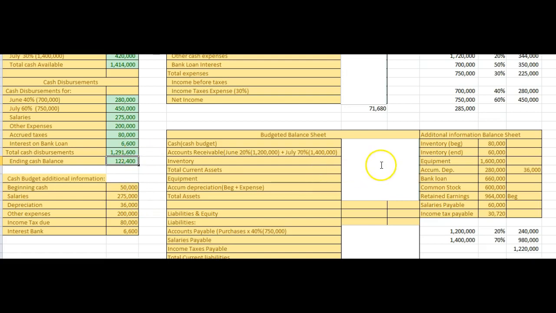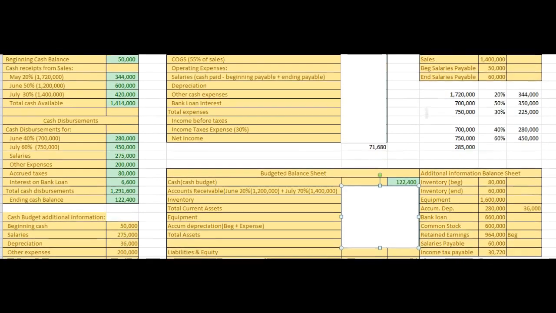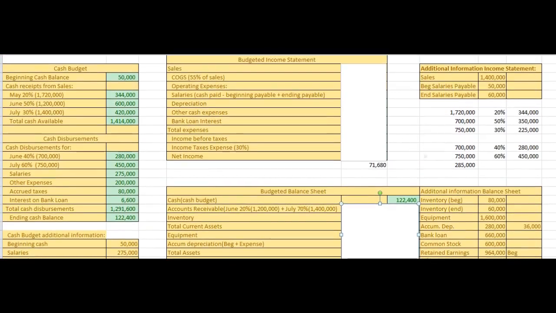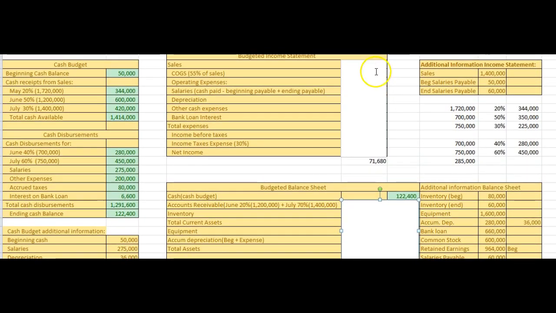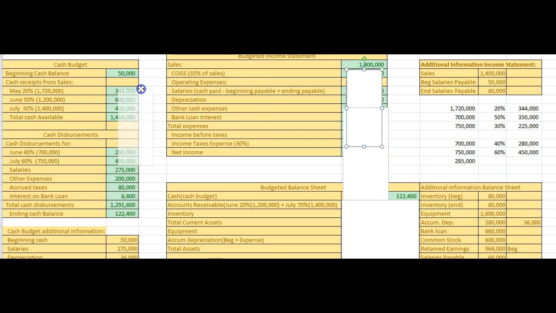Now that is going to be automatically plugged over here, and I do that right now. Put it in there so that you've got that taken care of. You're going to use some of these other numbers too. Now we're going to look at the budgeted income statement. It gives us the sales of 1.4 million. Our cost of goods sold is 55% of that. So I guess I'm going to have to make these go away. So now I have cost of goods sold at 55%, at 770,000.